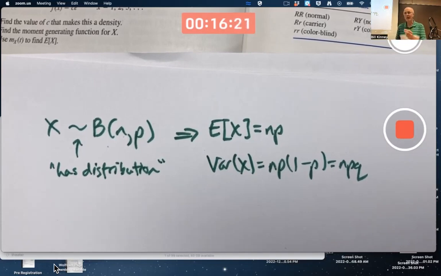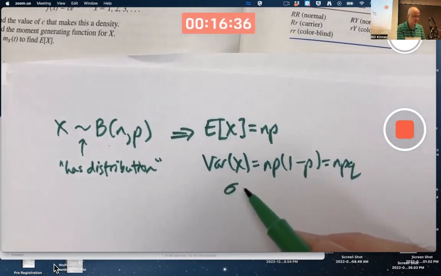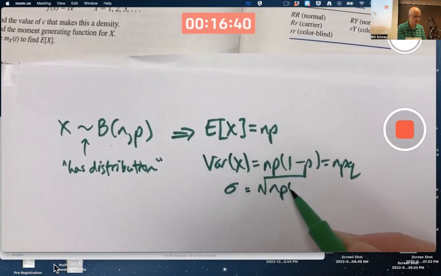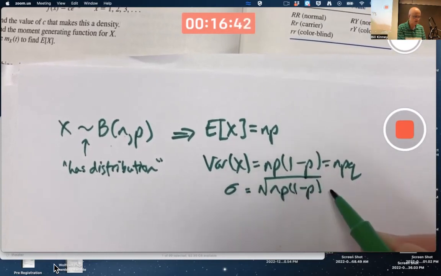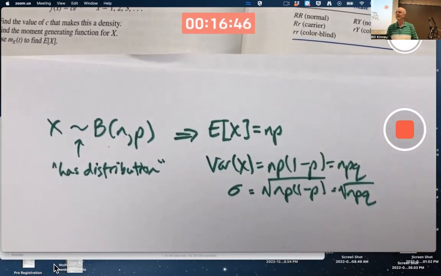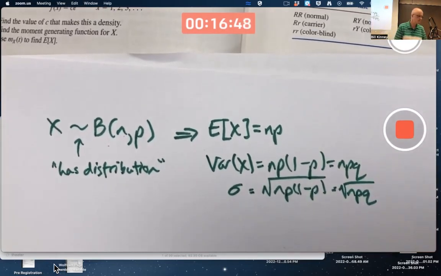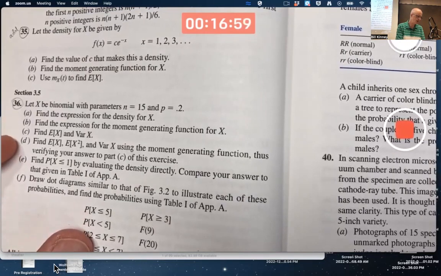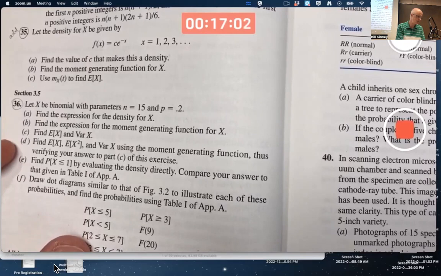These are things worth remembering, even though you technically can put them on your note card, or again, you really don't have to, because I'm going to provide the table for you at the exam. And this also means the standard deviation, the square root of the variance, is the square root of n times p times 1 minus p, the square root of n times p times q. That's something you can write down as well. You can find the second moment using the moment generating function and confirm the variance that way as well.